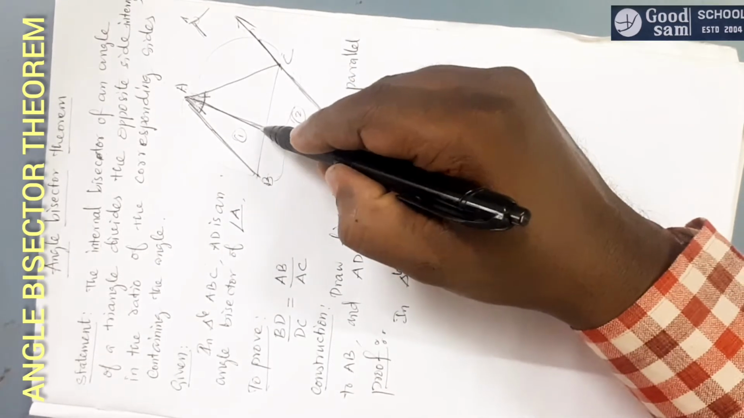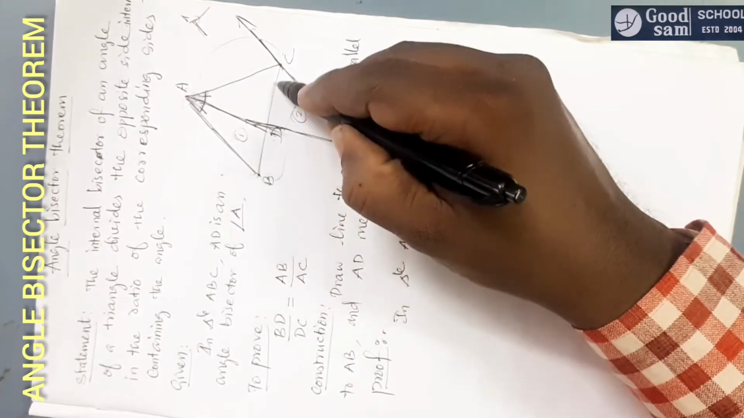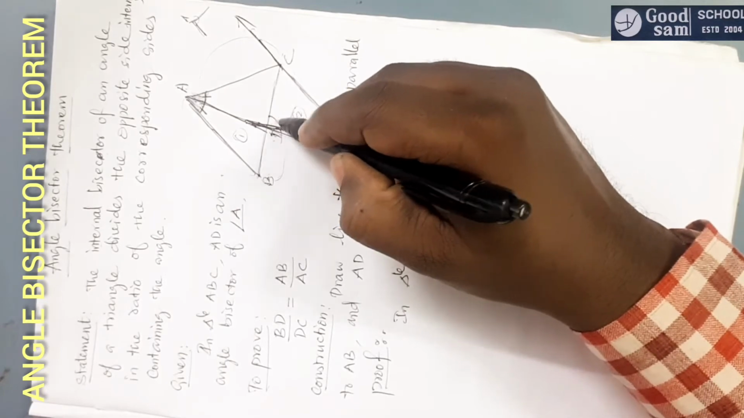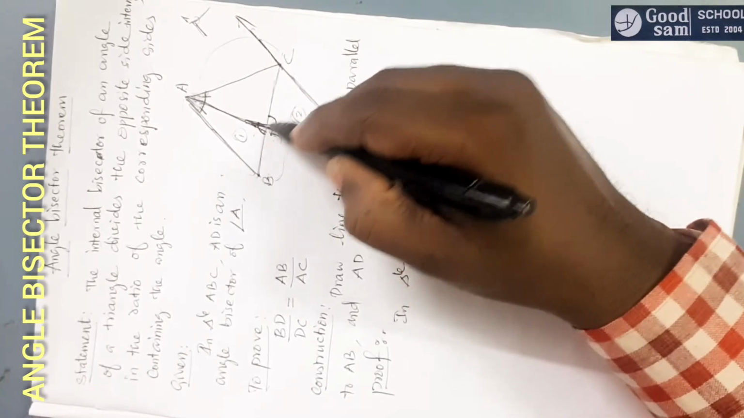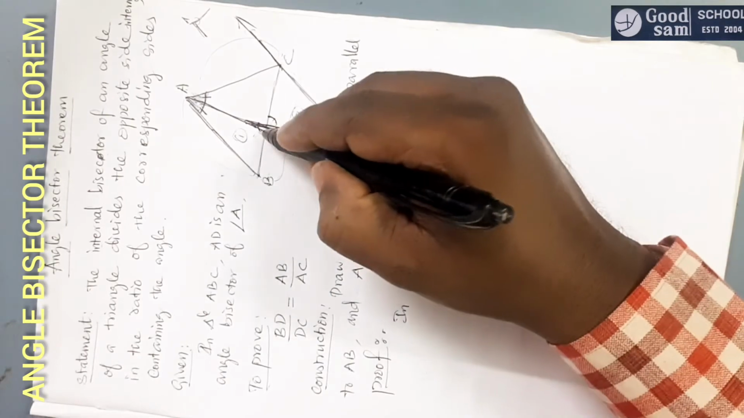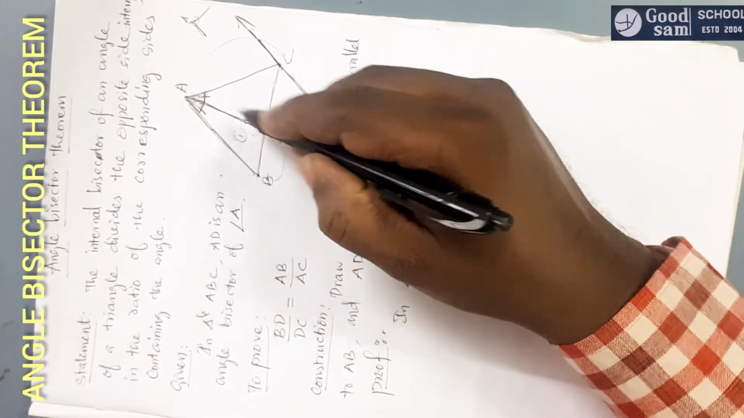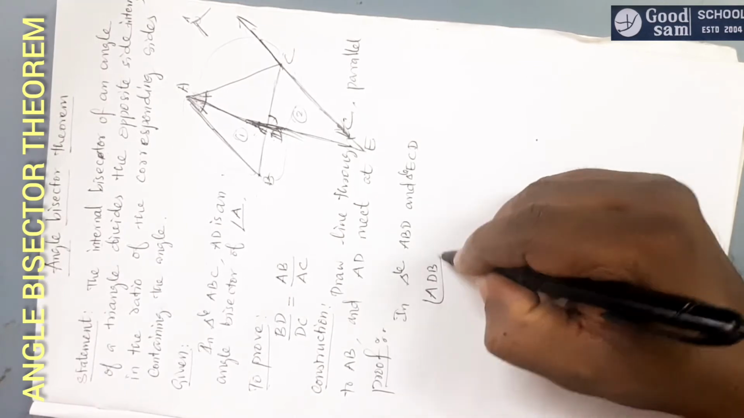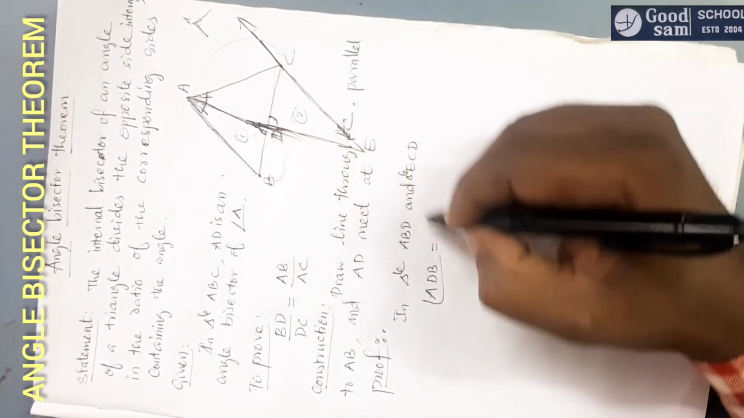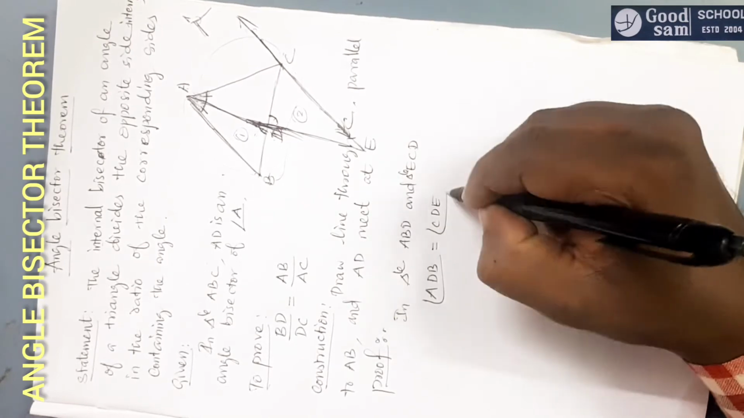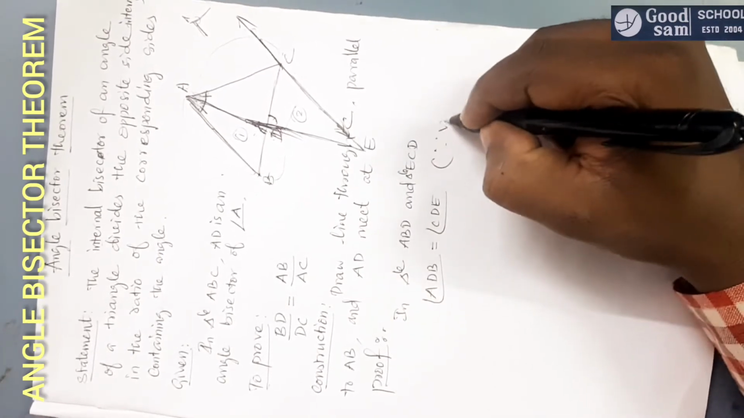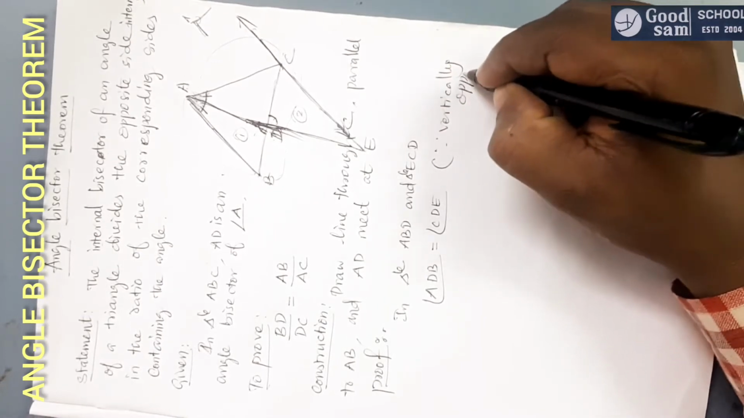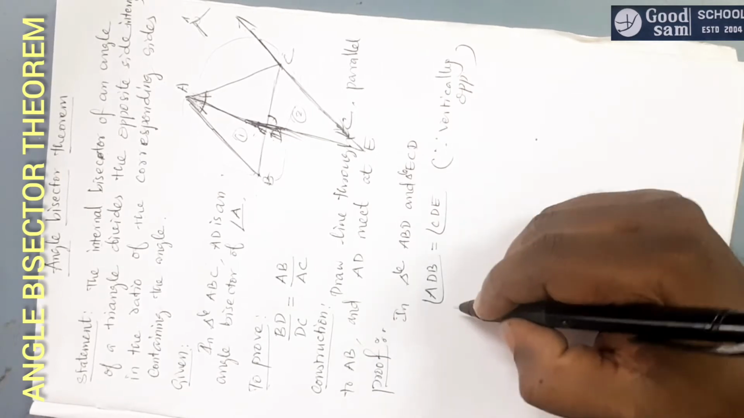Look at this. Here these two straight lines are intersecting. So these two angles are vertically opposite angles. The name of this angle is BDA or ADB. Angle ADB is equal to angle CDE because they are vertically opposite angles. So you can write it fully.